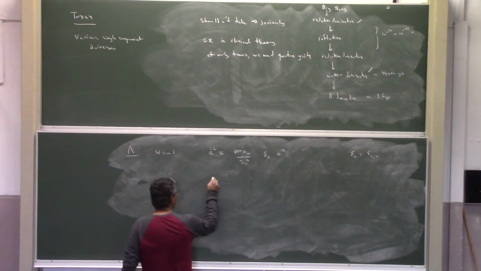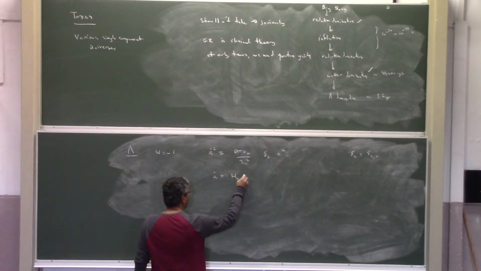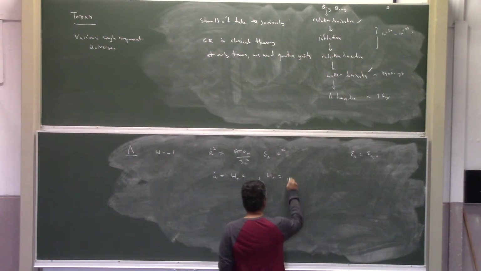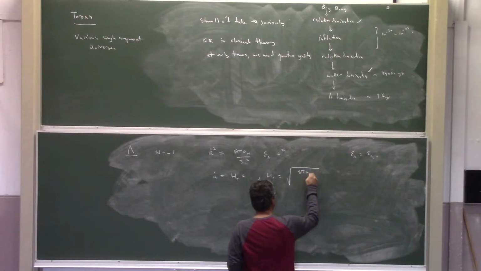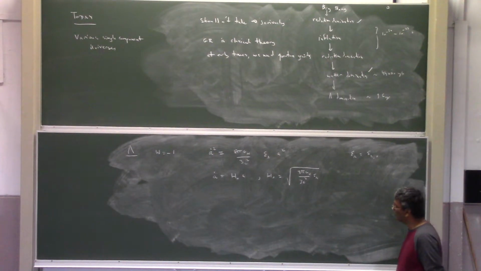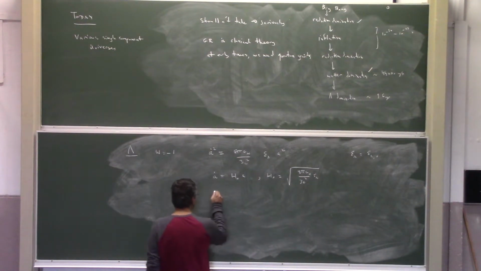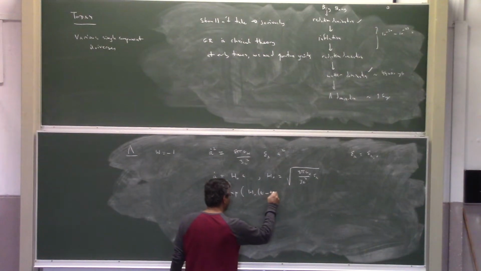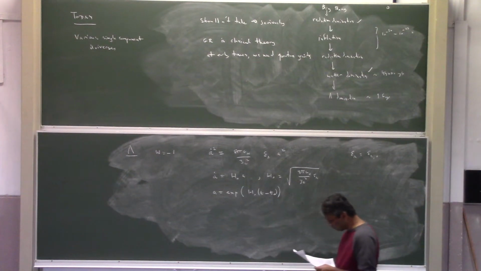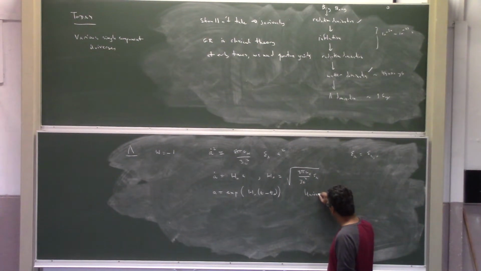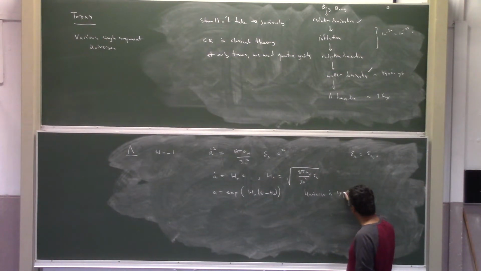So a dot is H0 times a, where H0 is the square root of 8 pi G over 3c squared epsilon lambda. So a is the exponent of H0 times t minus t0. The universe in this case is exponentially expanding.